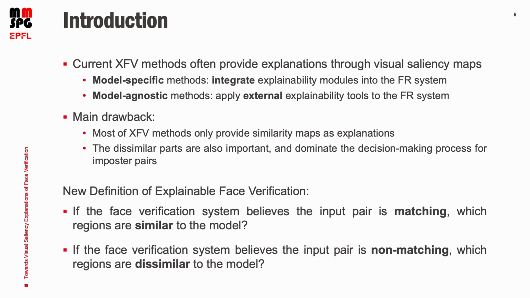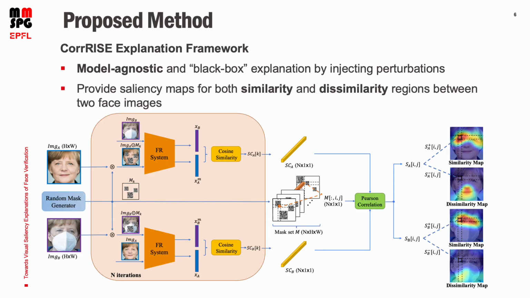Therefore, we give a new definition for the explanation of face verification. If the face verification system believes the input pair is matching, the saliency map should highlight the facial regions that are similar to the model. On the other hand, if the model believes the input pair is not matching, the saliency map should highlight the dissimilar regions between the input faces.